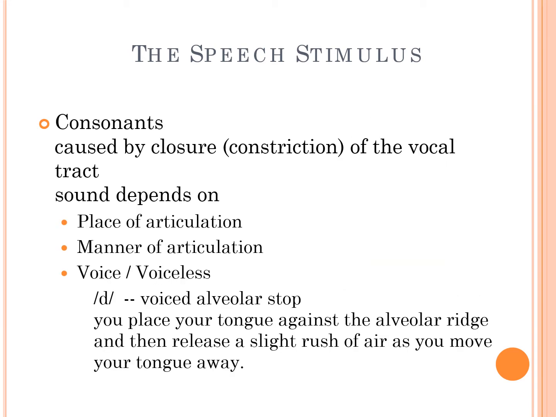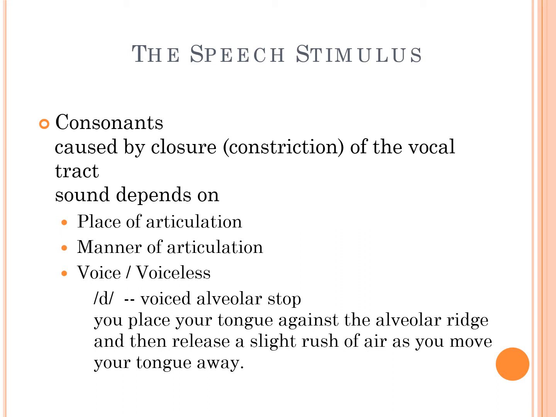In addition to vowels, we have consonants, and these are created by the closure of the vocal tract. In some way, we are constricting the vocal tract as we push that air past our vocal cords for the most part, or potentially not using our vocal cords for a moment. The sound that is created depends on the place of articulation, the manner of articulation, and whether the consonant is voiced or voiceless. So let's walk through these.